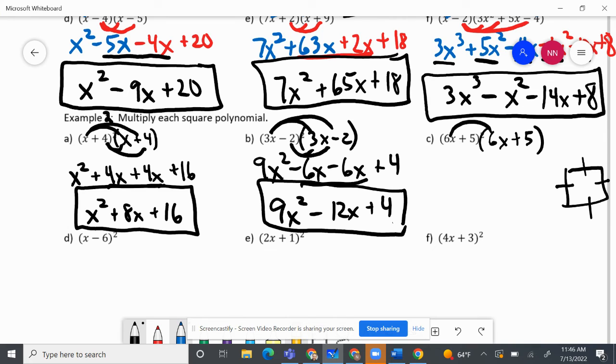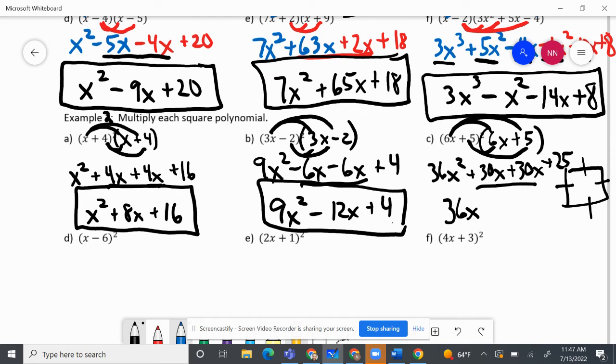So 6x times 6x is 36x squared. 6x times 5 gives us 30x. 5 times 6 gives us 30x. And 5 times 5 gives us 25. The 2 middle terms are the same, and that gives us 36x squared plus 60x plus 25. Okay, pause the video and try those next 3 and see how you do.